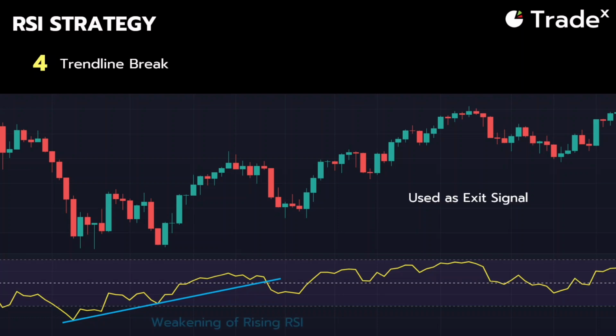If the market starts to lose momentum, the RSI will show signs of weakening. Traders should wait for the trend line to break and close their position. This approach helps secure the profits made.